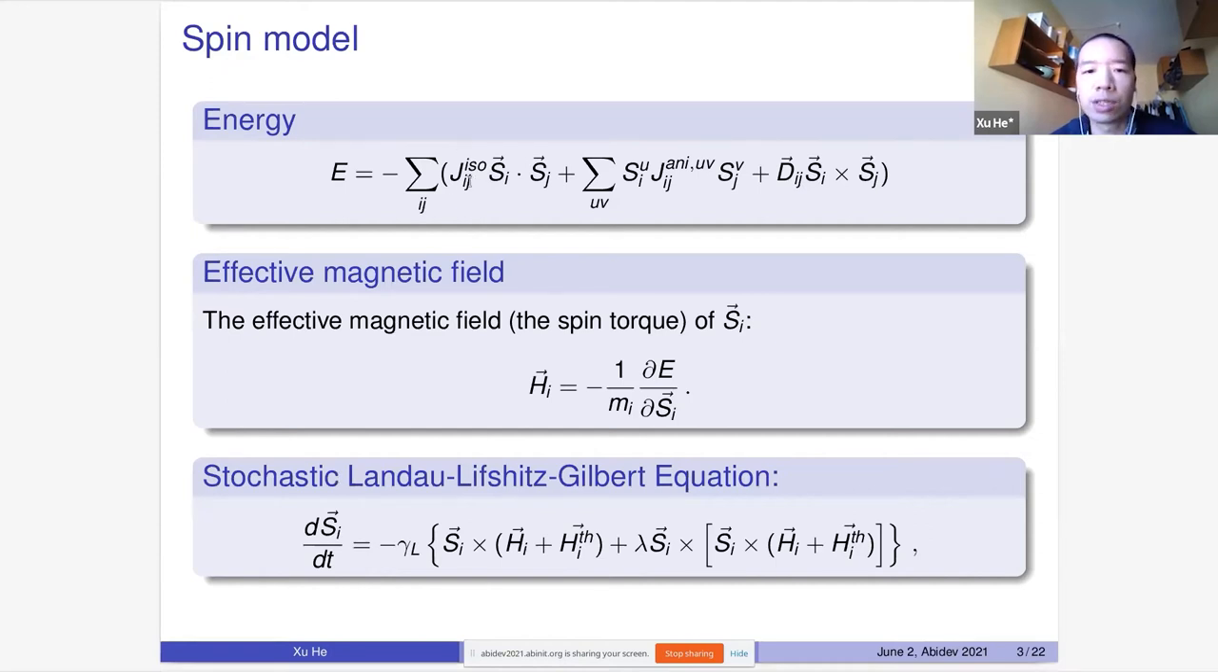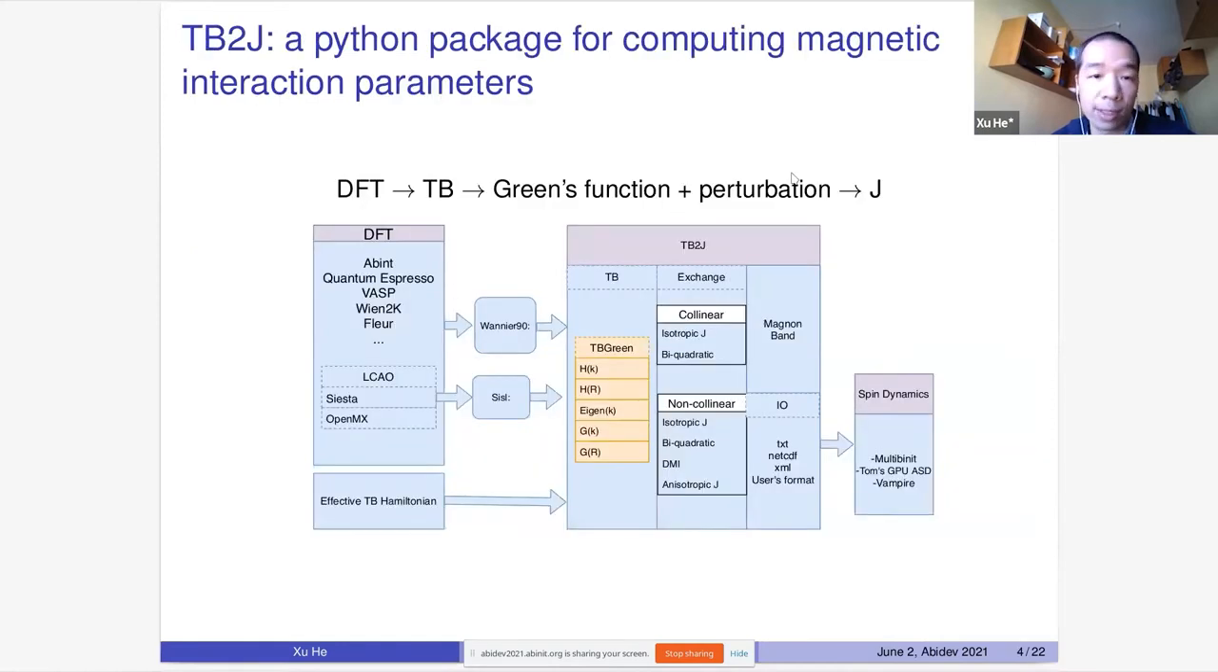To do this, first we need all these parameters, the isotropic exchange parameters here, and the Dzyaloshinskii-Moriya interaction. So we have built a Python package for computing magnetic interaction parameters, which is called TB2J. As the name suggests, it uses tight binding as an input. We could use the Hamiltonian from many DFT codes, which are interfaced with Wannier90 to generate the tight binding Hamiltonian. We could also directly use the local atomic orbital based codes, like SIESTA or OpenMX.